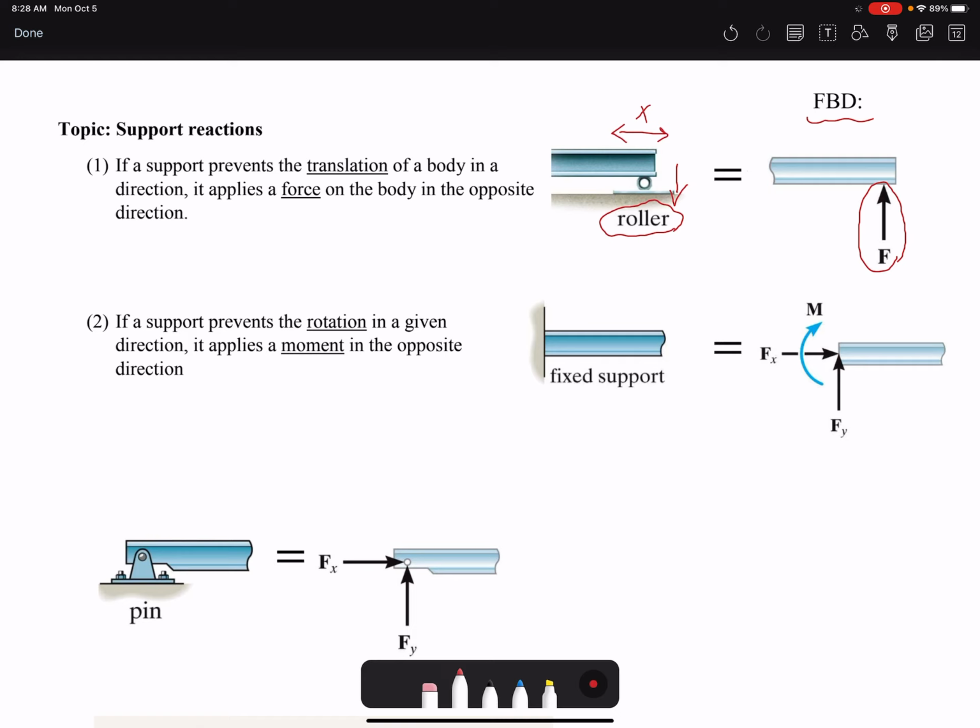Then if we go to the fixed support, it does not allow our beam to move, whether in the x direction or in the y direction, or even any rotation. So we have reaction forces in x and in y, and then we have a moment. So we have three reaction loadings because the fixed support does not allow any movement. That means that it's applying load on our beam to fix it.